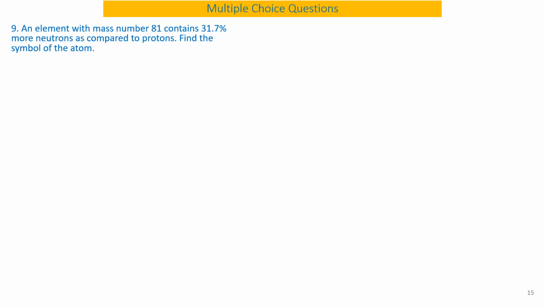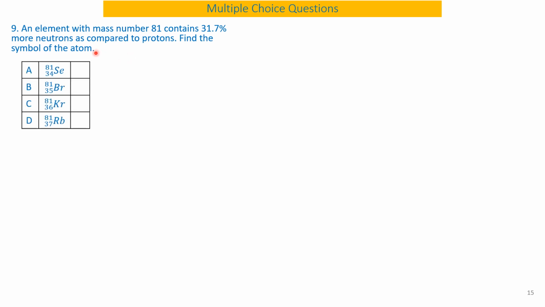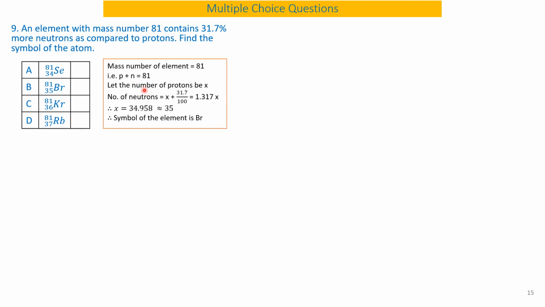An element with mass number 81 contains 31.7% more neutrons as compared to protons. Find the symbol of the atom. You are given four options. Option A: 81Se34. Option B: 81Br35. Option C: 81Kr36. Option D: 81Rb37. You have to analyze and mark the answer correctly.